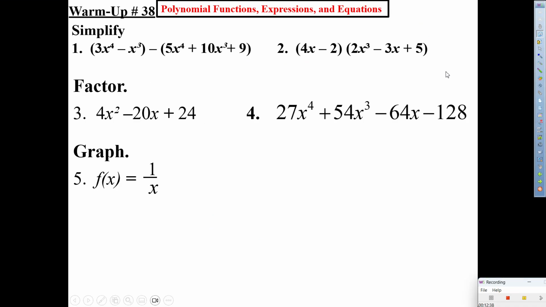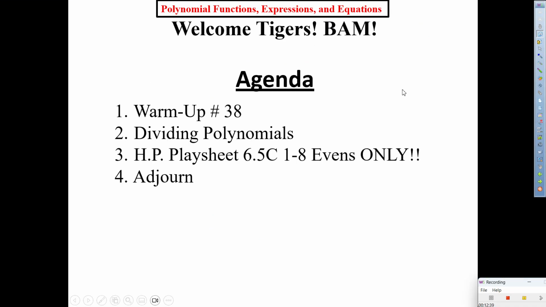Copy the agenda, please. Warm-up 38 done. Dividing polynomials. Get a Cornell note ready. You do need a Frayer model, the box, please. Tonight's home play is play sheet 6.5C, numbers 1 through 8, evens only. Now, once again, I'm assuming, Mr. Q is assuming that your teachers did teach you how to do long division. Is that correct? Yes, Mr. Q, we love it. All right, good.